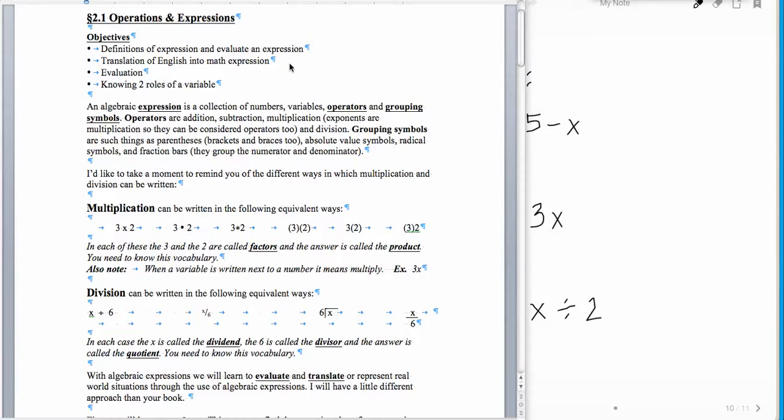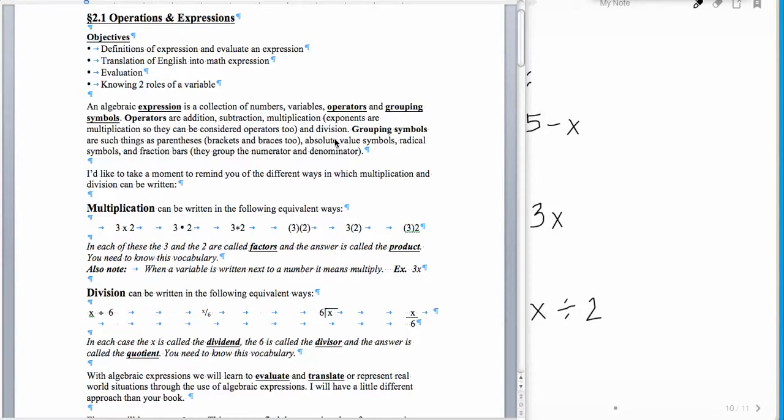The first thing that we need to talk about is what is an expression? Well, an expression is a collection of numbers, variables, operators, and grouping symbols. Operators are the addition and subtraction, multiplication, and division symbols that we're used to. Exponents can also be considered multiplication, so those could be operators too.